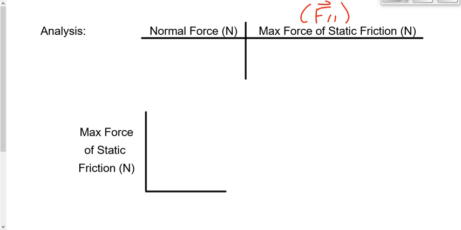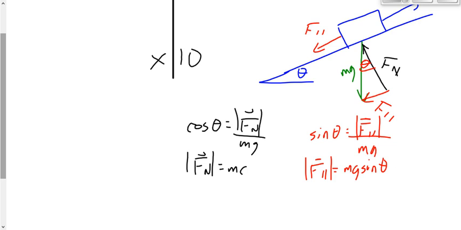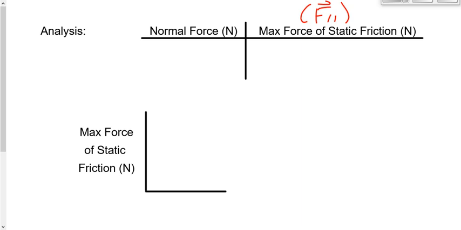Now, what about the normal force? F parallel is mg sine theta. How are you going to find the normal force? What side of the triangle is that normal force? It's adjacent. So we're going to say cosine theta is equal to the normal force over gravity, which means normal force is equal to mg cosine theta. So get the value of the normal force for each trial using mg cosine theta. Get the value of F parallel, and therefore the maximum force of static friction, 10 times for each trial, using mg sine theta, and write it into your table.